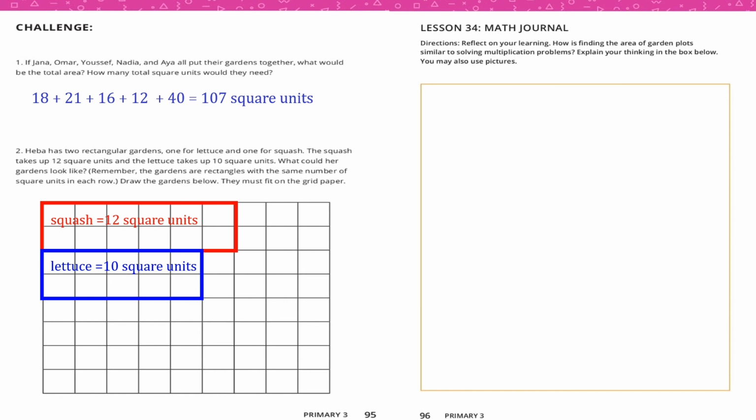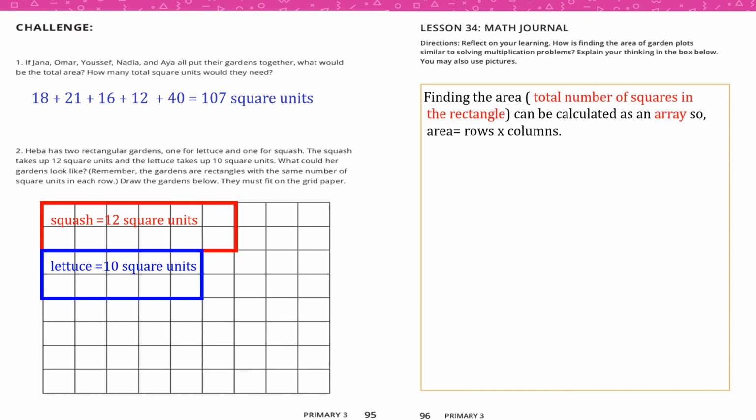Our math journal. How is finding the area of a garden plot similar to solving multiplication? Explain your thinking. We will say finding the area or the total number of squares in a rectangle can be calculated as an array. So the area equals rows times columns, as we did before.